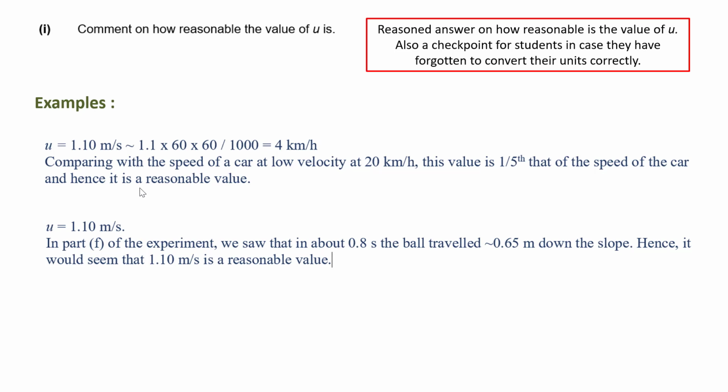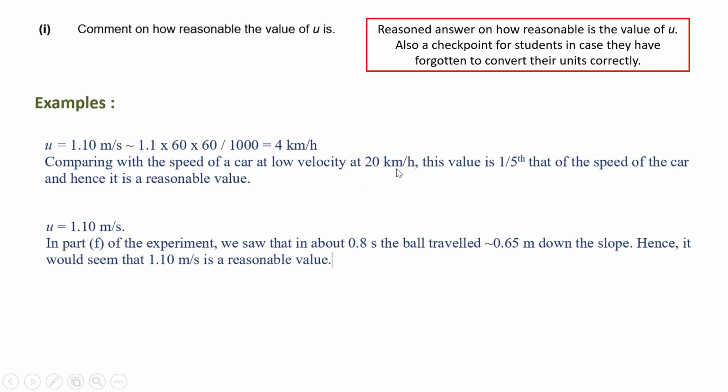So the last part of the experiment, you're asked to comment on how reasonable the value of u is. This part of the answer is actually to get you to think about whether your value of u is reasonable, and sometimes it's a hint to you to check whether you have converted your units correctly. So here are examples of how you can comment on how reasonable the value of u would be. For example, you can compare it with something that you're familiar with. For example, maybe the speed of a car going at very low velocity at 20 km per hour.